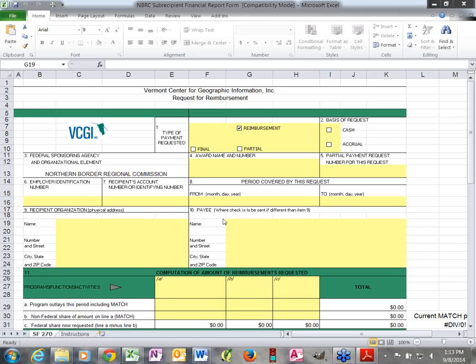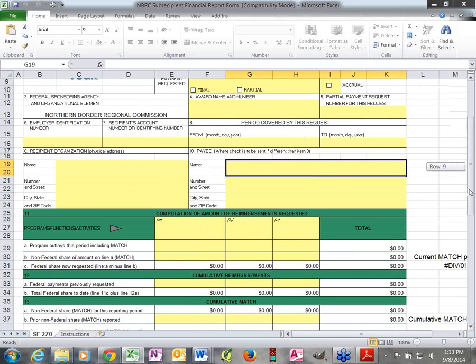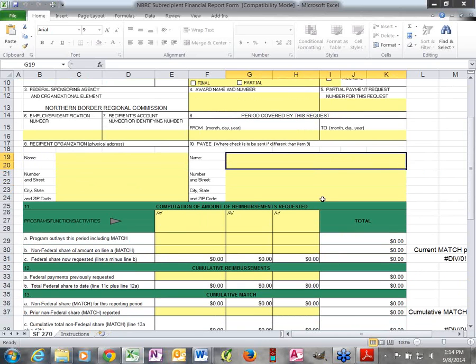So recipient organization and payee, the reason these are both here is just in case payee is different from recipient organization. If it's not different, you don't have to worry about the payee part. Just fill out the recipient organization with your physical address info. And actually, I guess that would be maybe the difference if your physical address is different from where you want the check sent. You put that in there.